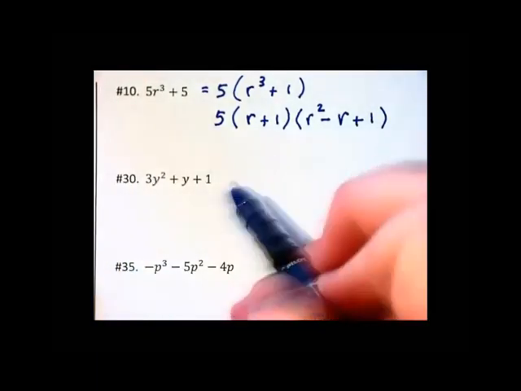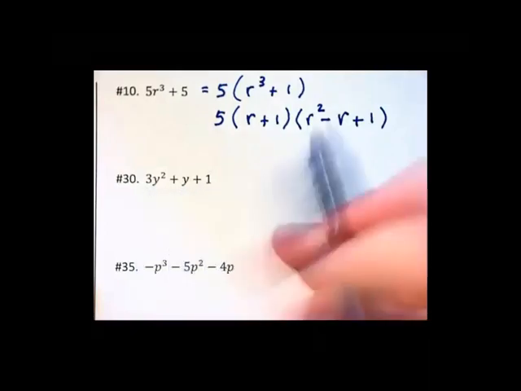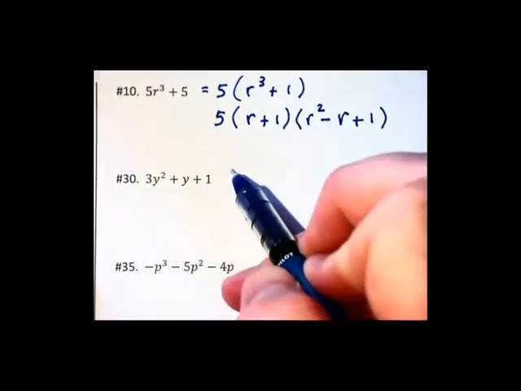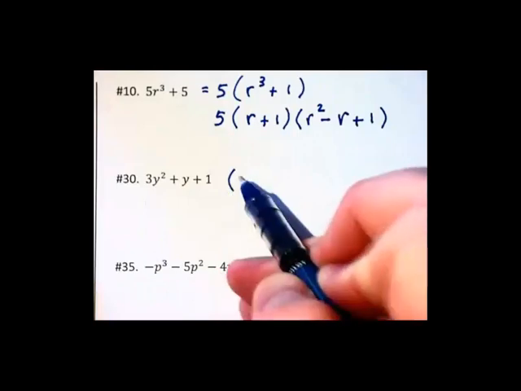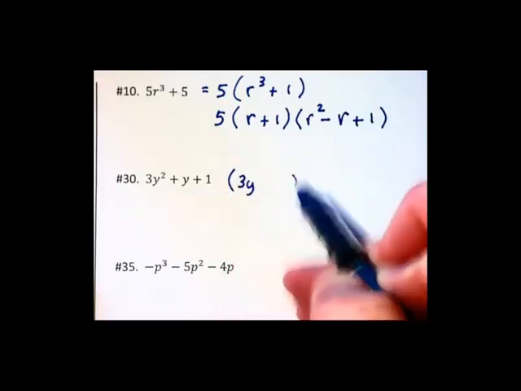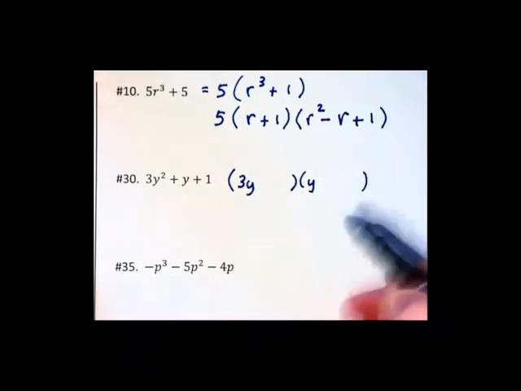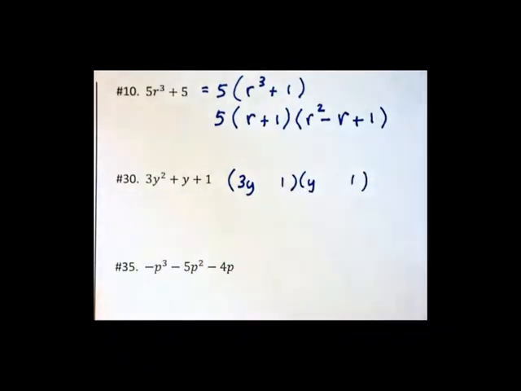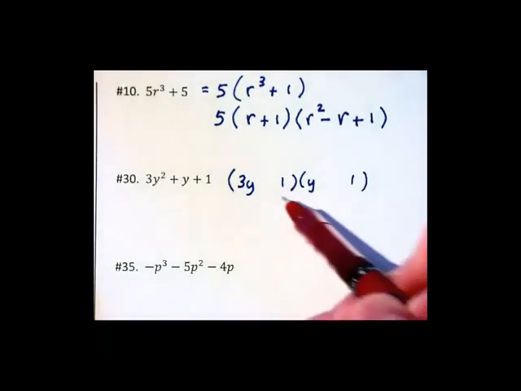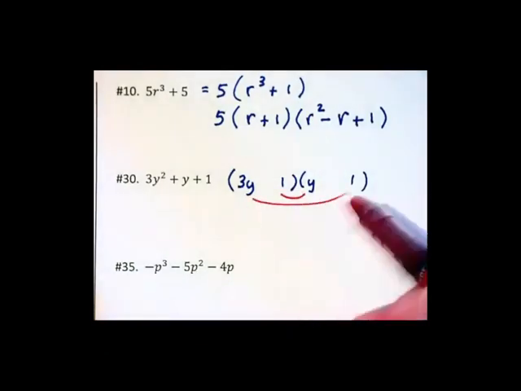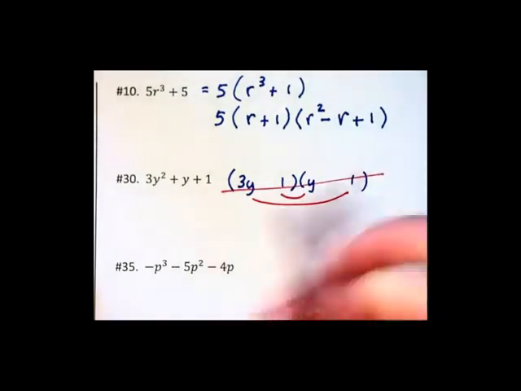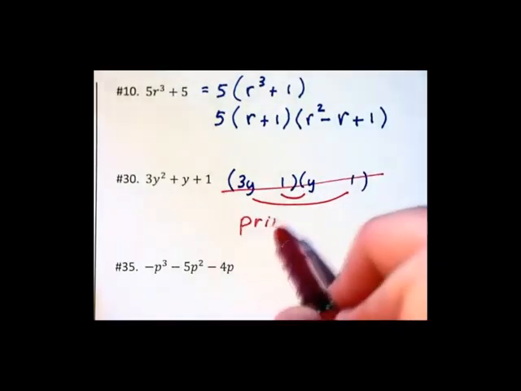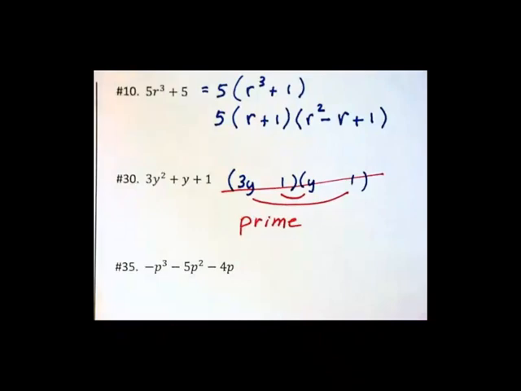Okay, we say to ourselves, is there a GCF? No. Hey, 3 at the beginning, that's a prime number. It's going to have to be a 3y times a 1y. 1 at the end, it's going to have to be a 1 and a 1. But no matter how you play with it, you got a 1y and a 3y. Those won't add up to a 1y in the middle. This is not going to work, and this expression is prime and cannot be factored.